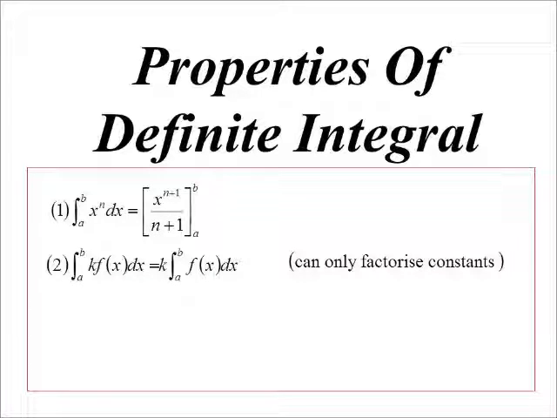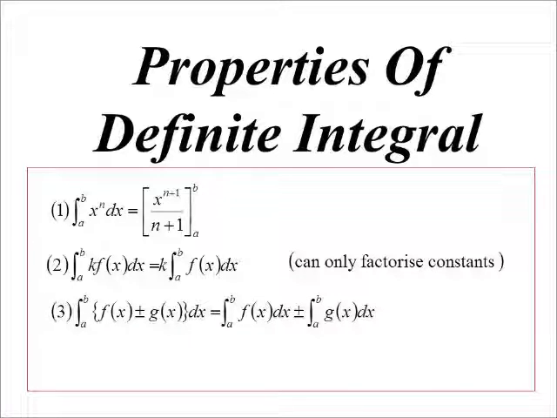This is highlighting that you can factorise. The integral symbol is a grouping symbol, just like parentheses and so on. However, you can only factorise out constant values. You cannot factorise out the pronumerals that you're integrating. So only pull out constant numbers.